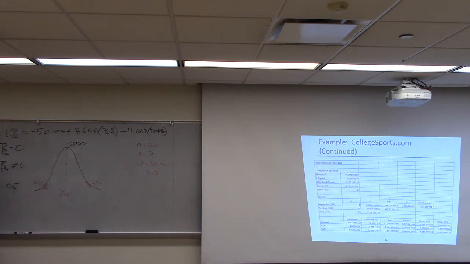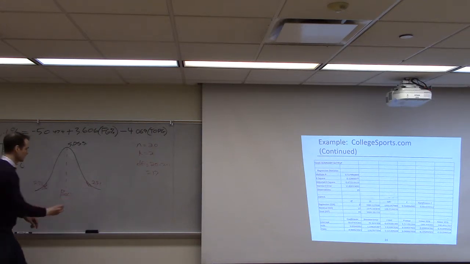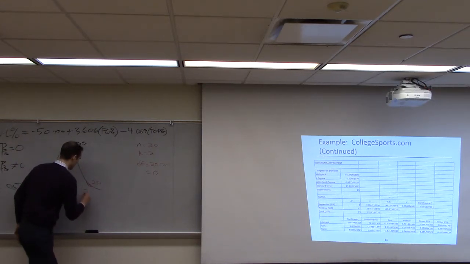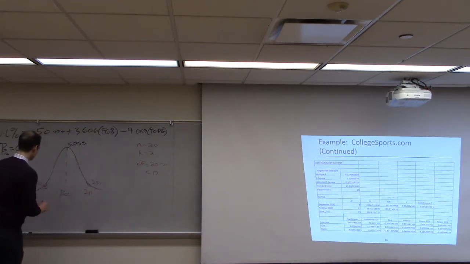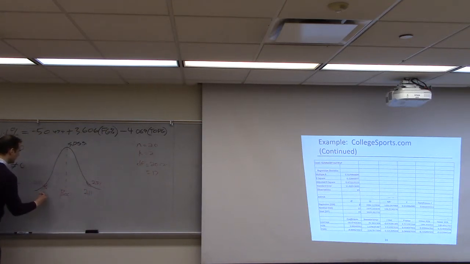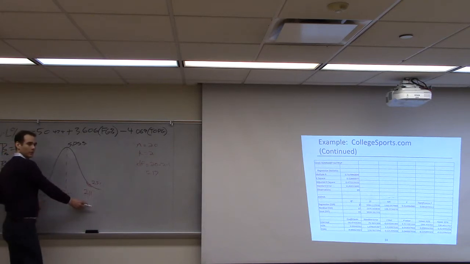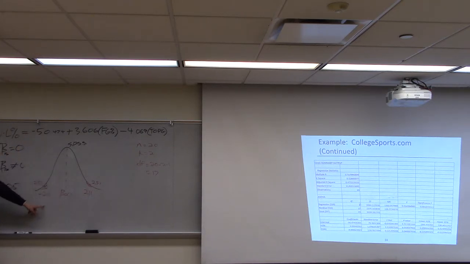Alright, so now on my t-distribution, I go down 17 degrees of freedom and go across 0.025. What's the t-value? 2.11. Negative 2.11. Everyone okay with how we got there?